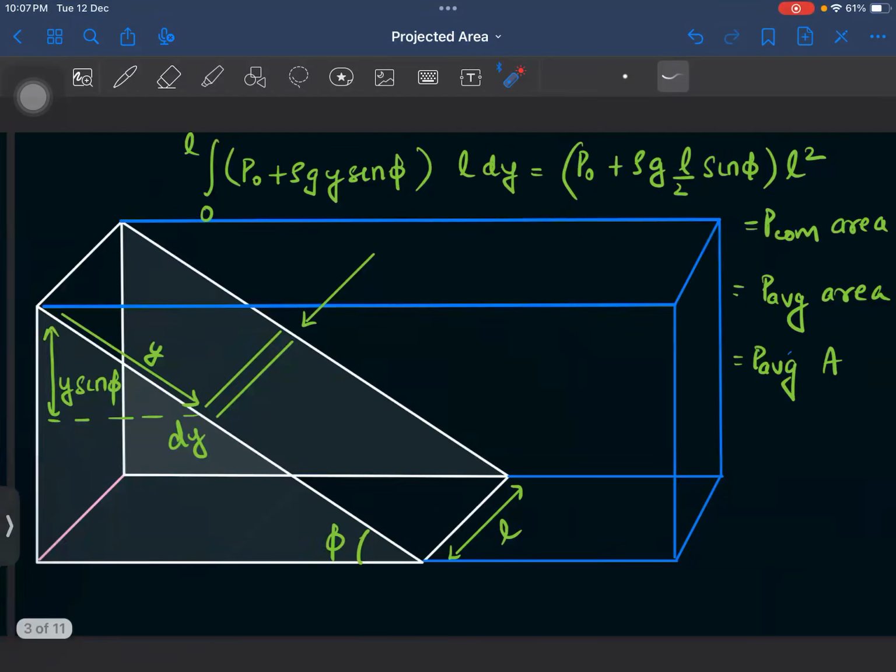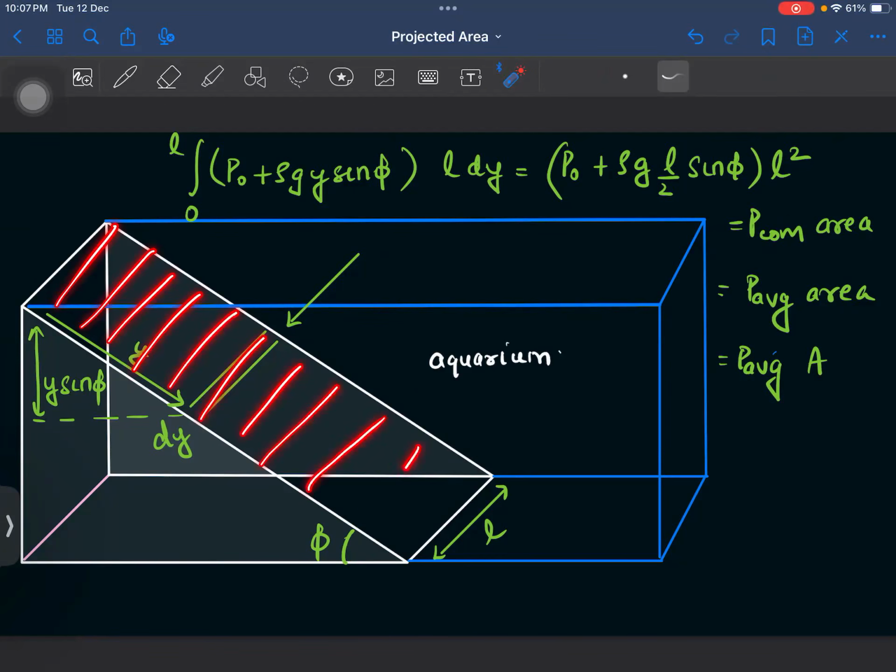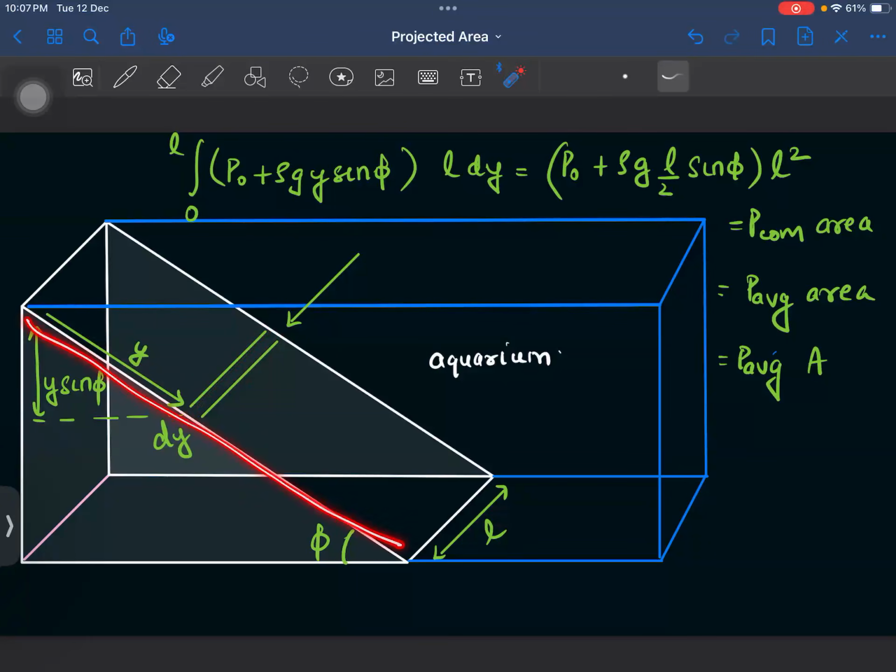Now, there is another way through which we can show the same result. And what is this way? Let's assume that there is an aquarium, and one wall of the aquarium is slant. Now, let us try to find out the force on this slant wall. The way to do it is, we take a distance y and a small strip dy along this slant surface. Let this length be L and this length also be L.